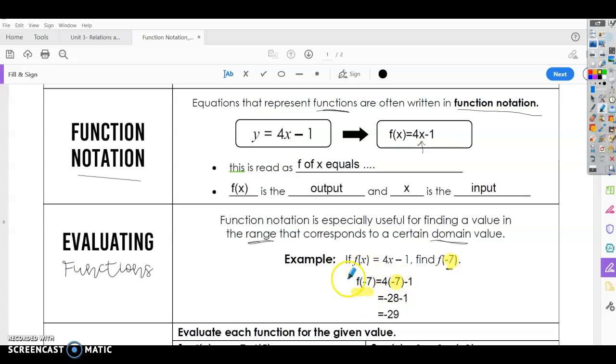That's our output when we find the answer. So we don't have to really do anything on the left-hand side except leave that so we know what we input into the equation. Negative 7 times 4 is negative 28. Negative 28 minus 1 is negative 29. So we input negative 7, or x, and our output, or our y, is negative 29. If you graph this line, you would find this ordered pair on that line.